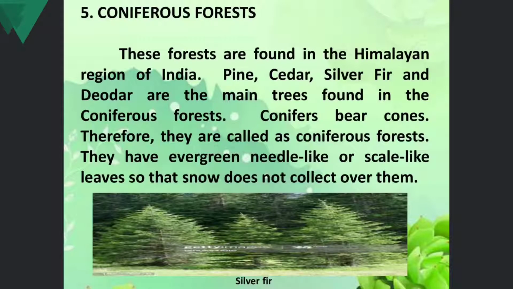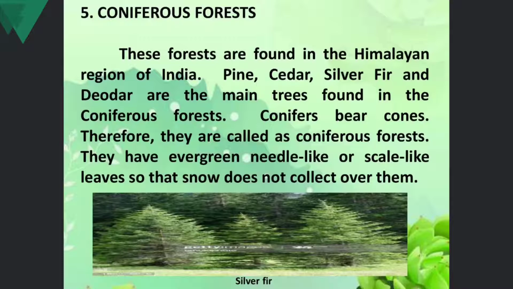Now, coniferous forest. These forests are found in the Himalayan region of India. Pine, cedar, silver fir, and deodar are the main trees found in the coniferous forest.